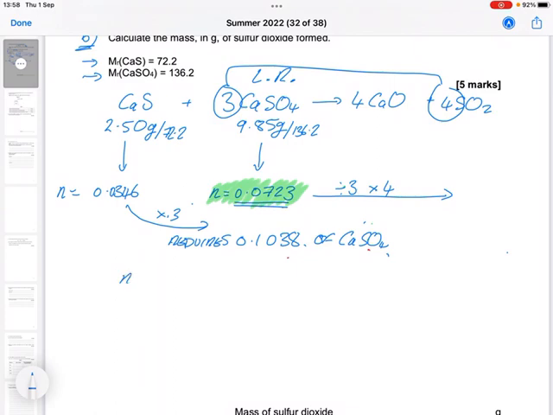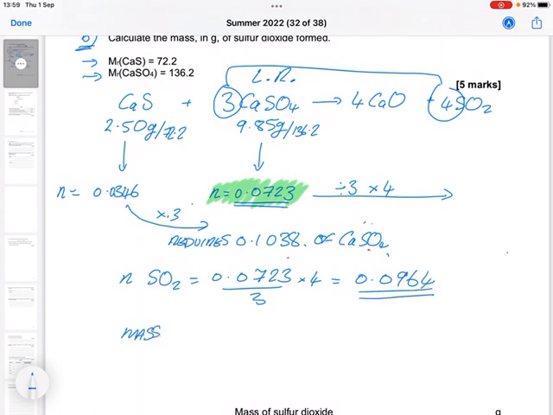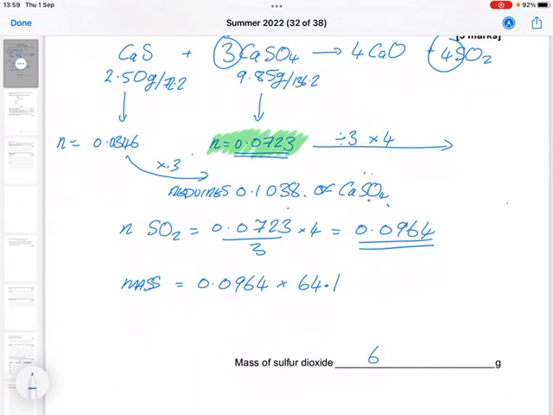So number of moles of SO2 is equal to 0.0723 divided by 3 times 4, which equals 0.0964. Now I must calculate the mass. So mass is number of moles, 0.0964, multiplied by the MR, and the MR is 64.1, which gives me 6.18 grams.